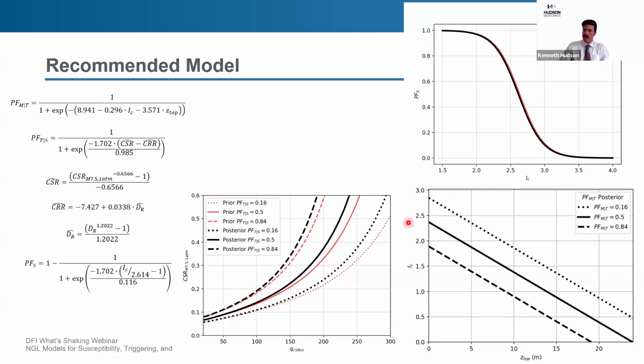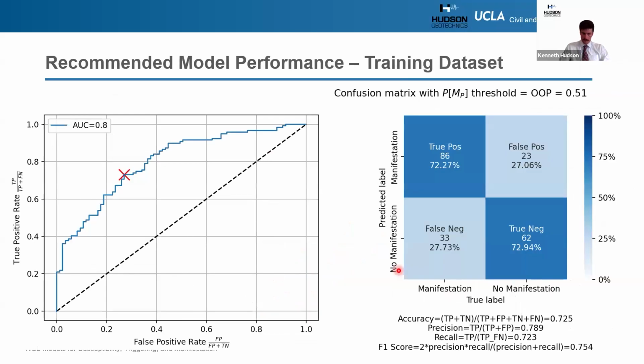This is the 50th percentile. You can see that to the right is deeper layers and up is higher I sub C layers. As you move this way, you get a lower probability of manifestation. And if you go to shallower and lower I sub C layers, you get a higher probability of manifestation. We tested this model back on the training data set, and this is what it produced.